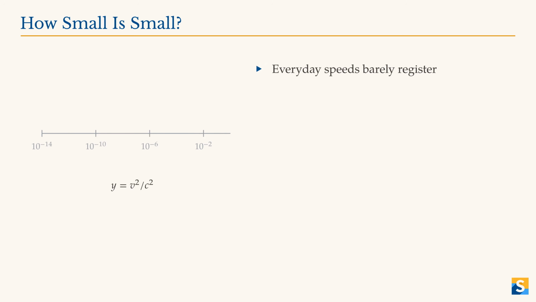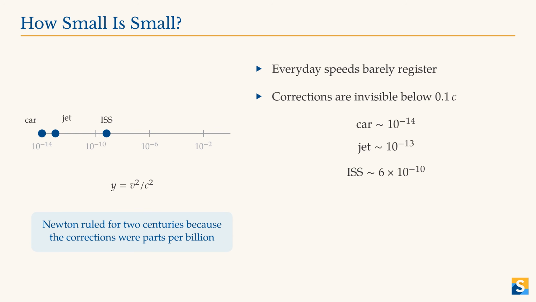So how small is small? Put in numbers. A car on the highway, v squared over c squared, is about 10 to the minus 14. A passenger jet, 10 to the minus 13. The space station, the fastest thing humans ride, about 6 times 10 to the minus 10. That is why Newton ruled unchallenged for 2 centuries.